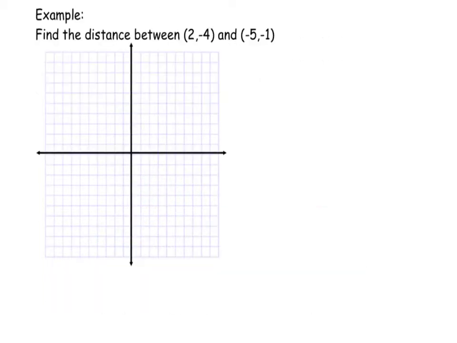In our first example, we need to find the distance between 2 points, 2, -4 and -5, -1. We are going to do this in 2 different ways. First, we are going to graph the 2 points. So we have 2 and -4. So I plotted my point there. And my second point is -5, -1. And then I'm going to form my right triangle.